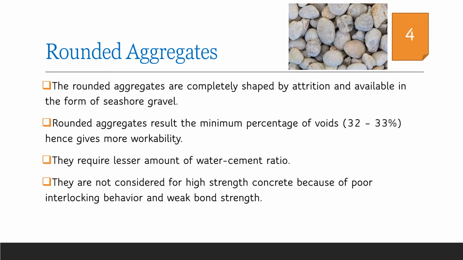When the aggregate used itself has an inherent property of improving the workability, we need not increase the water cement ratio in order to improve the workability. So when we are using rounded aggregates, we can definitely keep the water cement ratio to a minimum value. Then rounded aggregates are not preferred for high strength concrete because of their poor interlocking behavior and weak bond strength. Since the surface is smooth and curved, it is not preferred for high strength concrete.